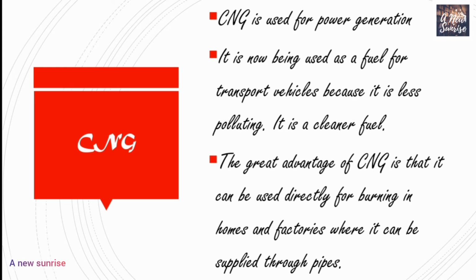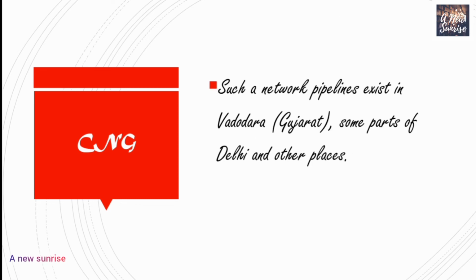CNG, or compressed natural gas. CNG is used for power generation. It is now being used as a fuel for transport vehicles because it is less polluting. It is a cleaner fuel. The great advantage of CNG is that it can be used directly for burning in homes and factories, where it can be supplied through pipes. Such a network of pipelines exists in Vadodara in Gujarat, some parts of Delhi and other places.